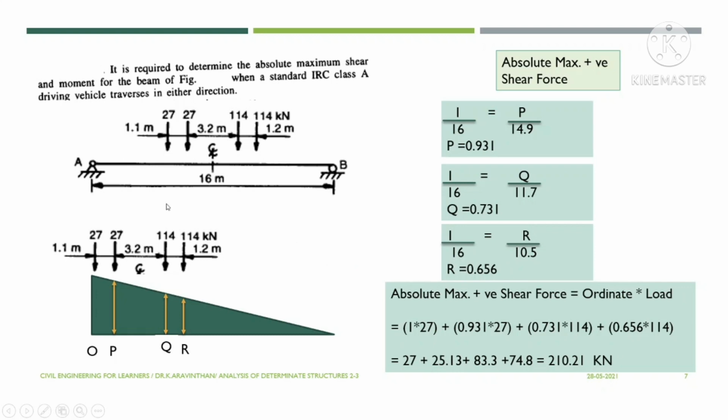Okay. So when you want to find absolute negative shear force, will the value be the same? No. Why is that the case? If I place the same load in the left hand side of point B, what happens? Now the load is having different intensity. That is, the first two loads are having 114 kilonewton and the rest of the two point loads have 27 kilonewton. Now when this point crosses the point B, you will be having maximum shear. When comparing to maximum positive shear, maximum negative shear will be higher than this value.